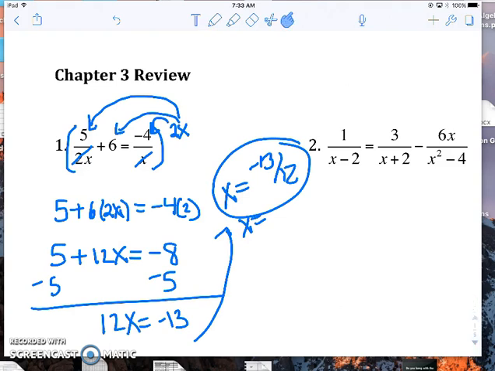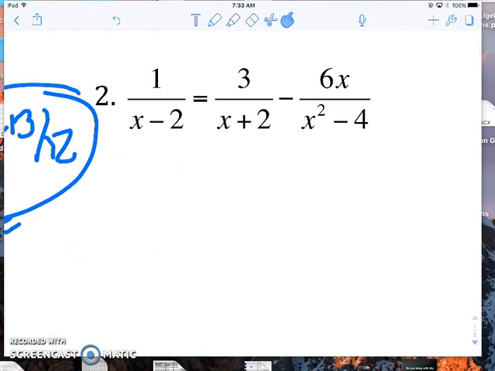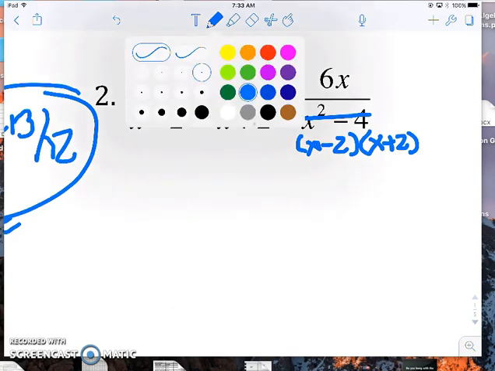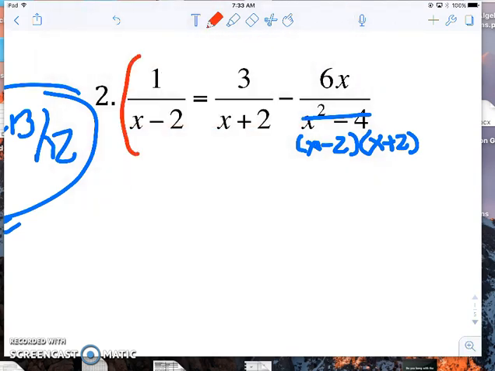Right, the next one we're going to take a look here. Looks like we're going to have to factor this one first. So I notice this denominator factors into x minus 2, x plus 2, difference of squares. So now let's see, we can clear the fractions. So on the outside, x minus 2 and x plus 2.